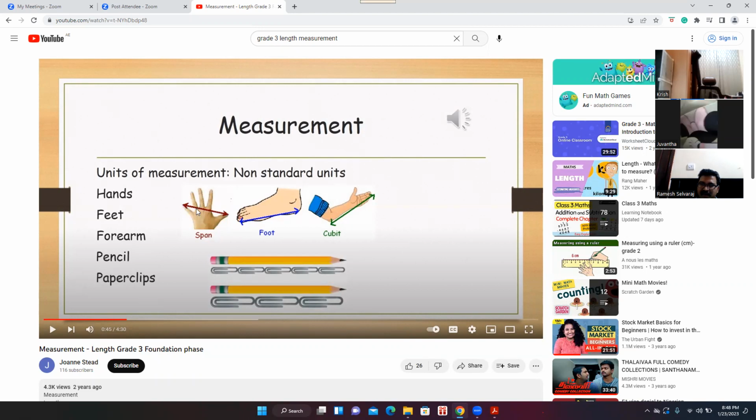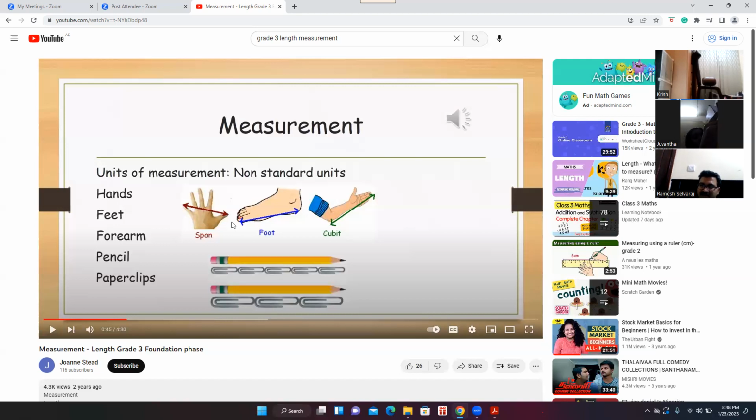And measure your span also, from thumb to your little finger. Here, my hand is 15 centimeters. 15 centimeter, huh? Yeah, 15. Okay.